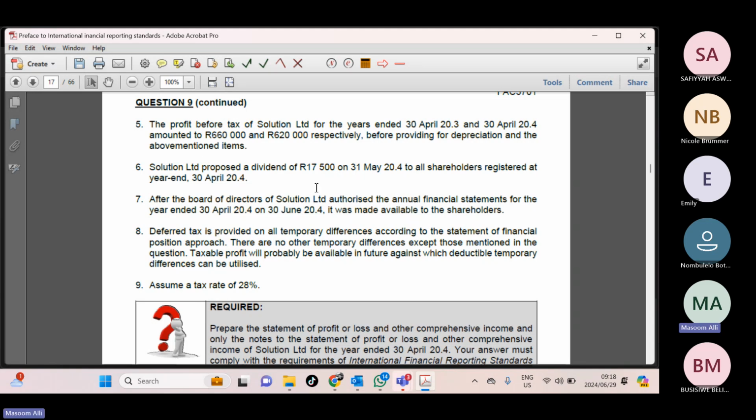Where you have your carrying amount, tax base, temporary difference. That's what's referred to as the statement of financial position approach. Okay, there are no other temporary differences except those mentioned in the question. Taxable profit will probably be available again, against which deductible temporary differences can be utilized. So what is the significance of telling me this? That taxable profit will probably be available against which any deductible temporary differences can be utilized.